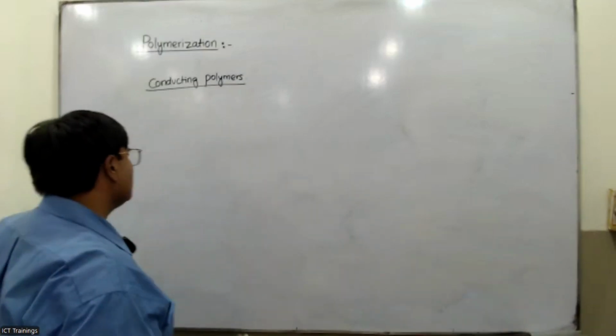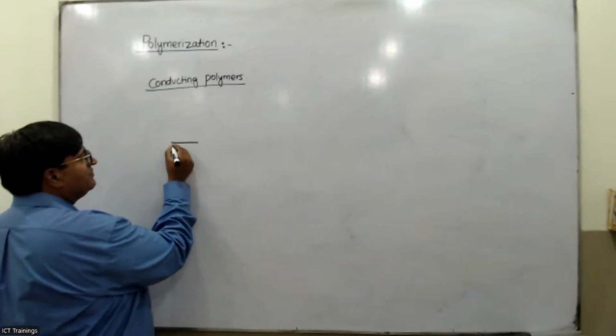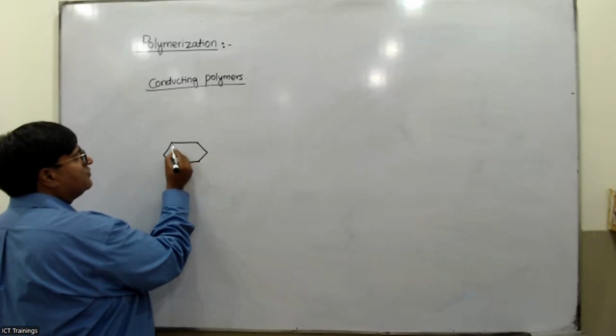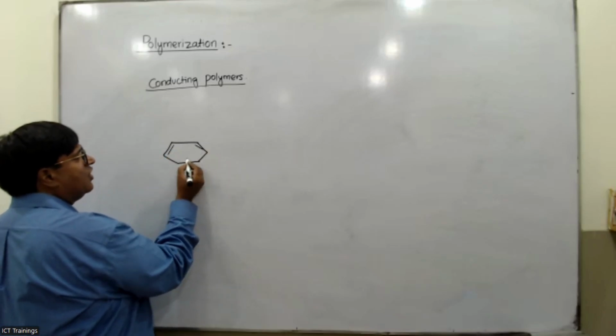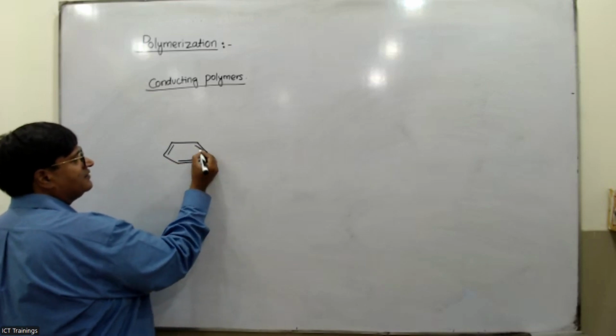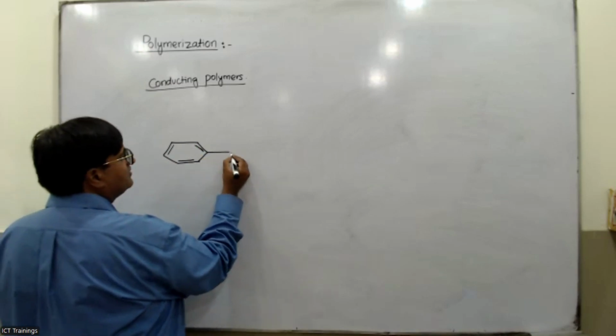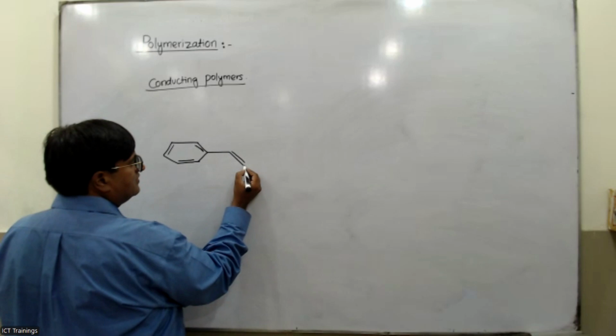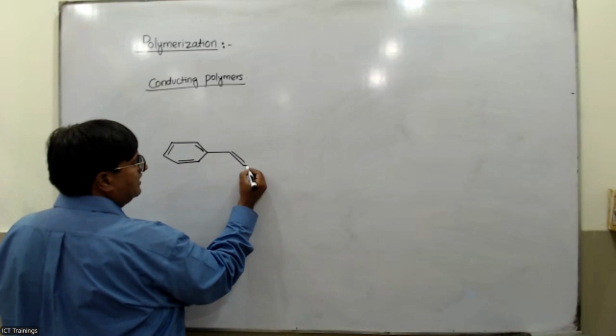So what are the conducting polymers? In the conducting polymer, you get a benzene group like this one. In the benzene group, you get alternating double bonds, like that. This one is joined with this, and this one is joined with again benzene.